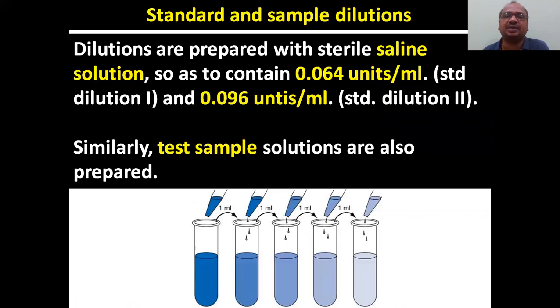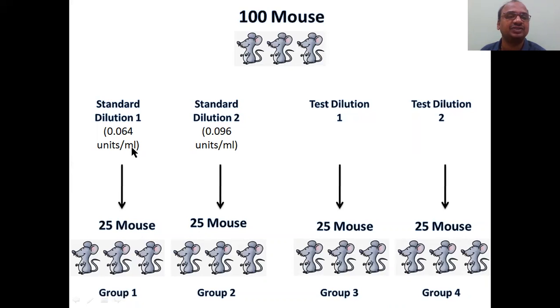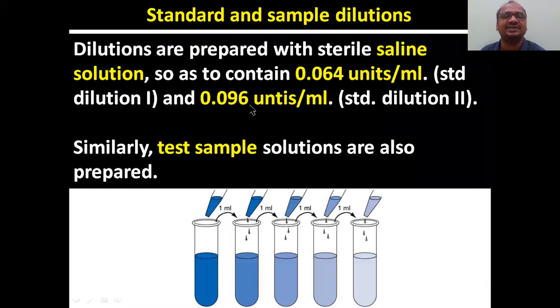Okay, dilutions are prepared with sterile saline solution, don't take only NaCl solution, so as to contain 0.064 unit, that is the standard they have given, and 0.096 units per ml. Okay, standard dilution. Similarly, test also you can prepare the same thing.